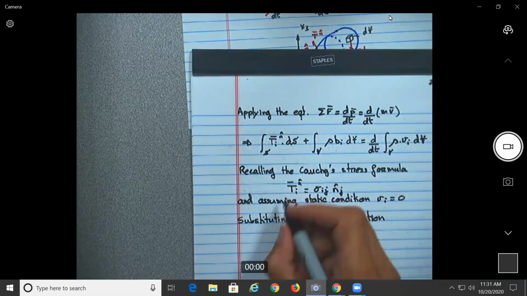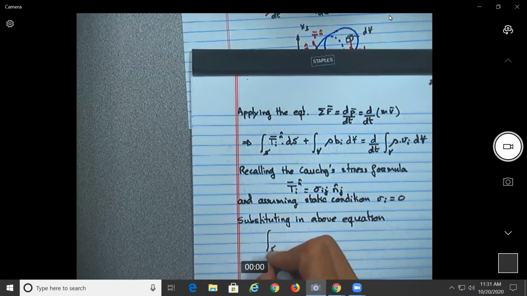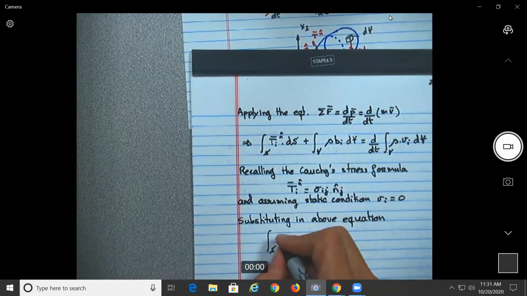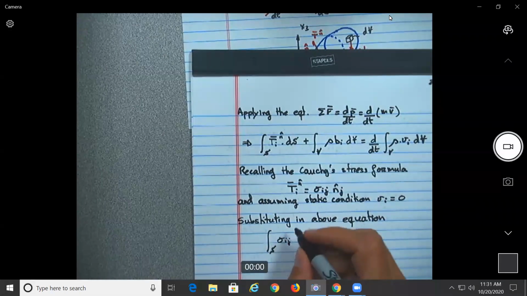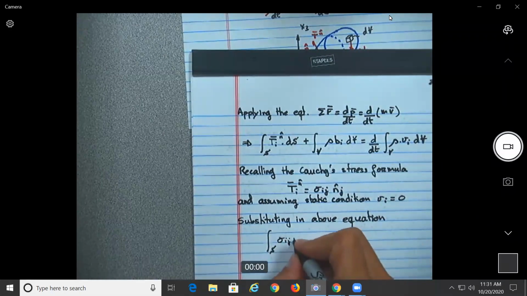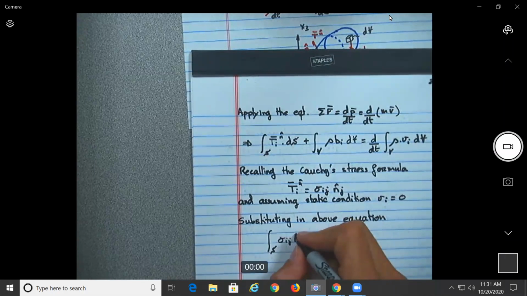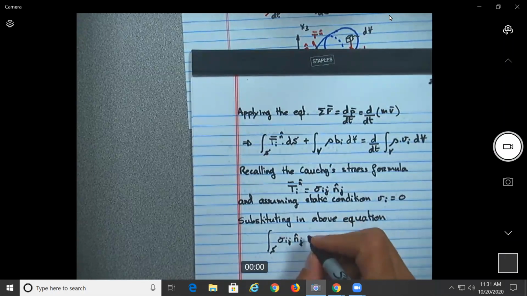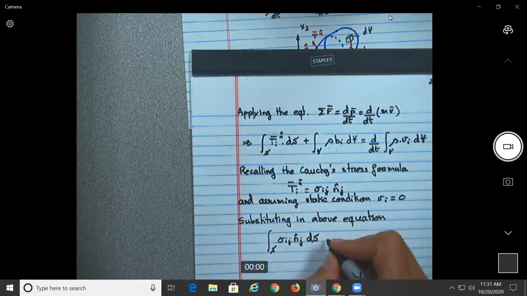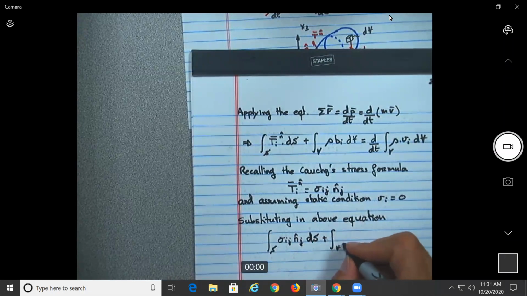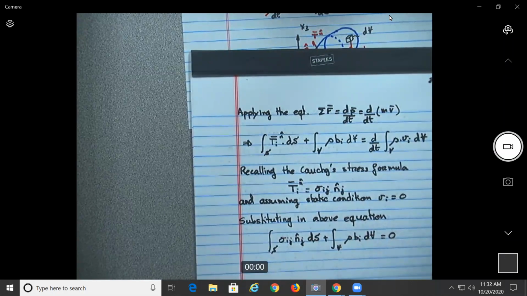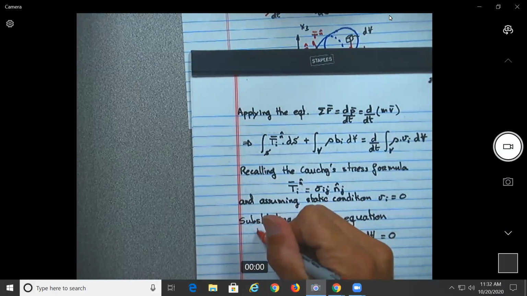what do we get? We're going to get integral of the surface. Instead of T_i, we're going to get sigma_ij n_j, can put the hat or no hat, dS, plus the integral of the volume rho b sub i dV will be equal to 0. Okay? This is not over, okay?